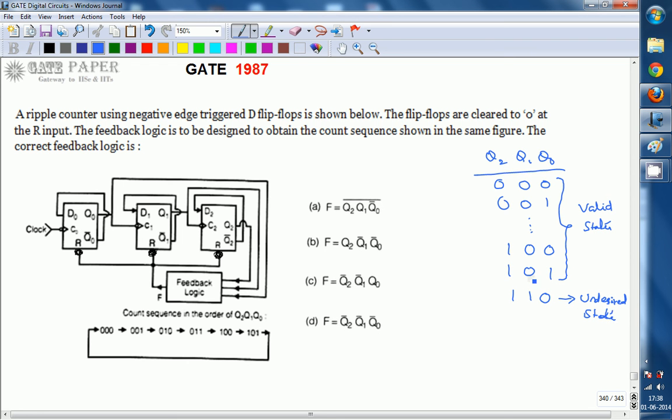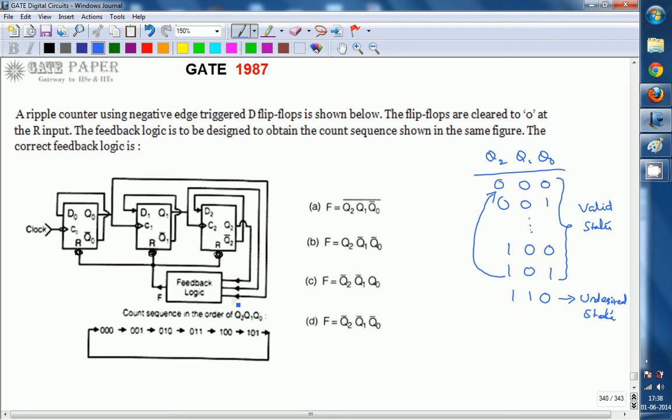And whenever the counter tries to go into this undesired or unwanted state, by that time the control comes back to the initial state, that is 0, 0, 0. That is what is mentioned. So it should not go into 110. Whenever it tries to go towards 110, by that time itself the clearing operation of the flip-flops should take place.